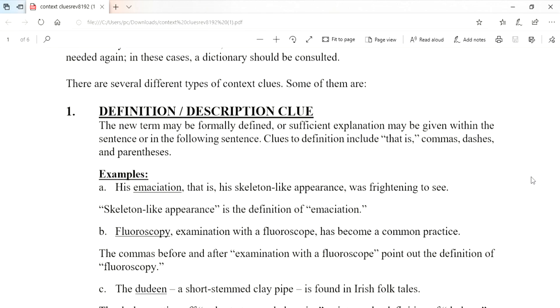Then let's look at B. Fluoroscopy, examination with a fluoroscope, has become a common practice. You can see that when fluoroscopy was brought, there's a comma, and then something is brought which will help you to tell the meaning of fluoroscopy. And that way, we are able to tell what fluoroscopy is. So there are times when you must look out for these sorts of clues. The commas before and after "examination with a fluoroscope" point out the definition of fluoroscopy. Okay, so that also reveals something for us.